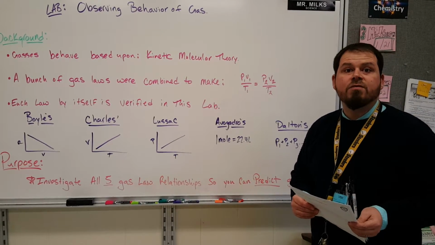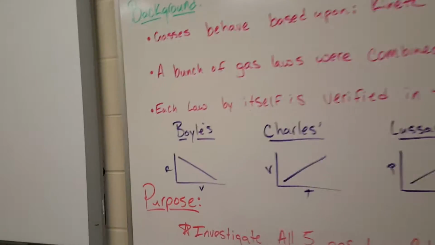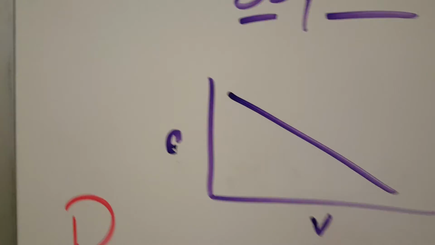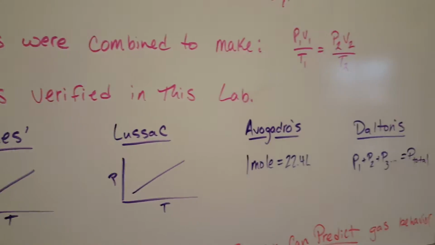Okay, purpose: we're going to investigate the relationships of gases, and now we're going to go take a tour of the stations. But not before I correct this one little typo that I made. That's pressure, P, versus volume, not R versus volume. Good. All right, first station.